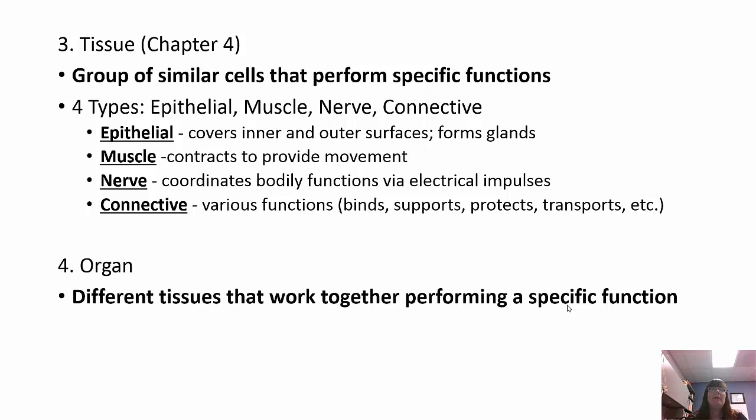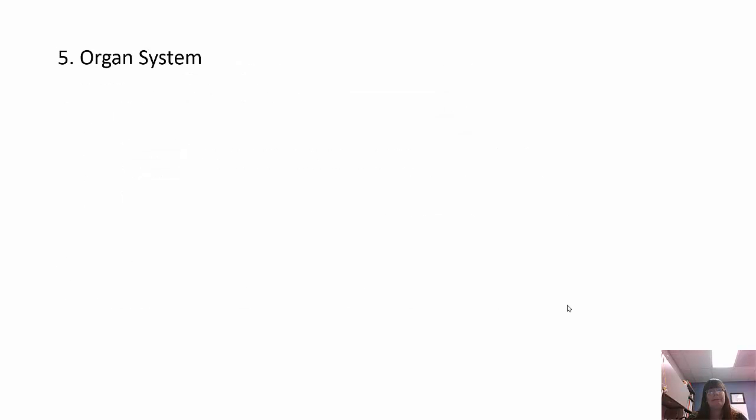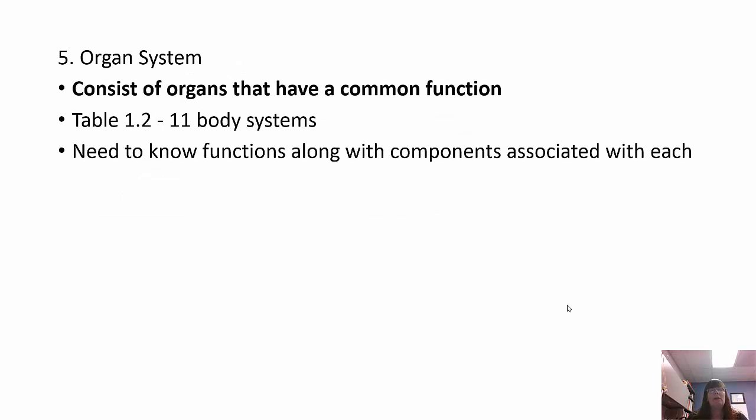Then you have organs. Remember, different tissues combine to form organs. Those tissues work together and perform a specific function. Organ systems, there's 11 body systems in our bodies. You guys are going to need to know the functions along with the components associated with each. So the organ system is when a bunch of organs form that particular system, like the digestive system, for example. Anatomy 1 and Anatomy 2 combined cover all 11 body systems.